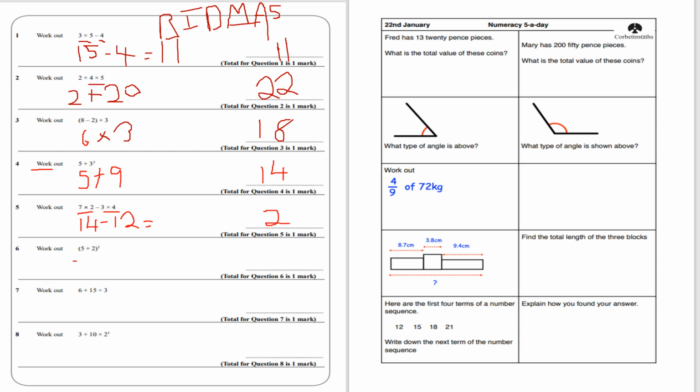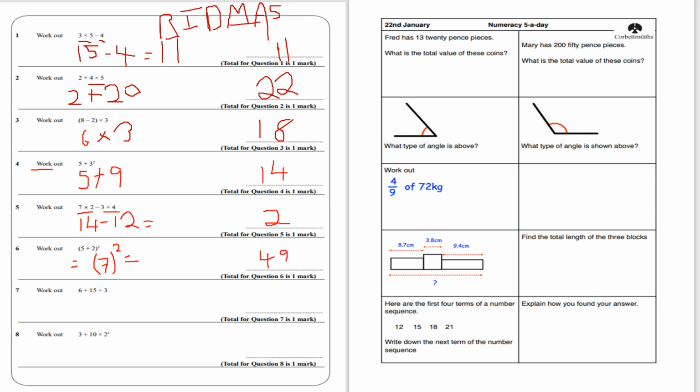Okay. Question number 6. 5 plus 2 all squared. Well, 5 plus 2 is 7 using BIDMAS. Okay, doing inside the bracket first. So 7 squared means it's 7 times 7, which is 49.